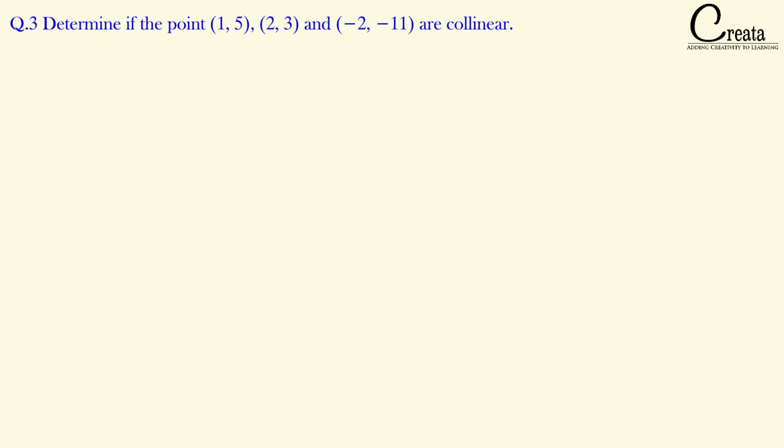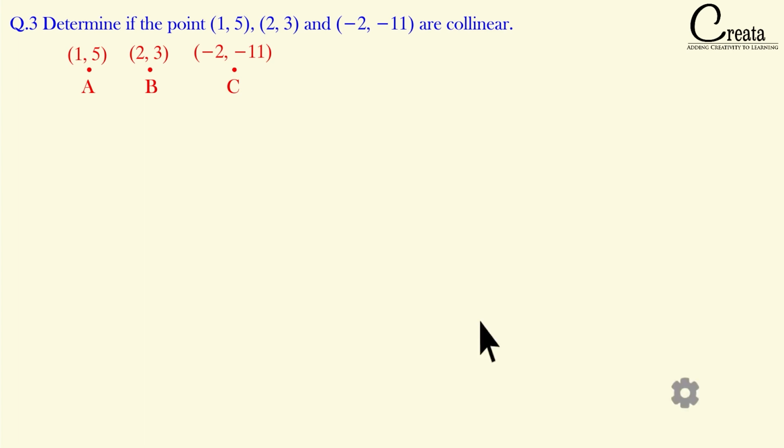Firstly, let's observe the question. In this question, we are having 3 points: (1, 5), (2, 3) and (-2, -11). Let's name these 3 points as A, B and C. Further, the question is asking, are these points collinear? Means, are these points on a straight line?